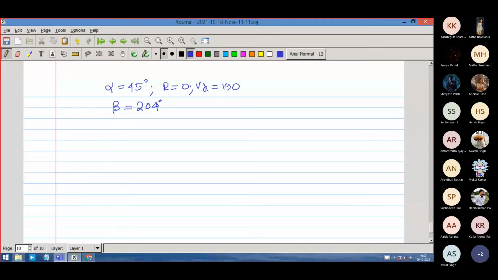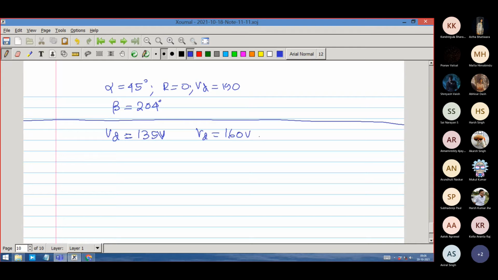So what happens in continuous conduction mode? First you have to observe that this Vd is substantially low, Vd is equal to 135 volt. I have taken Vd substantially low. You may choose Vd more than that, but then you should use a different inductor. If you keep the same 10 millihenry and choose Vd equal to, let us say, 160 volt, you will still get DCM.